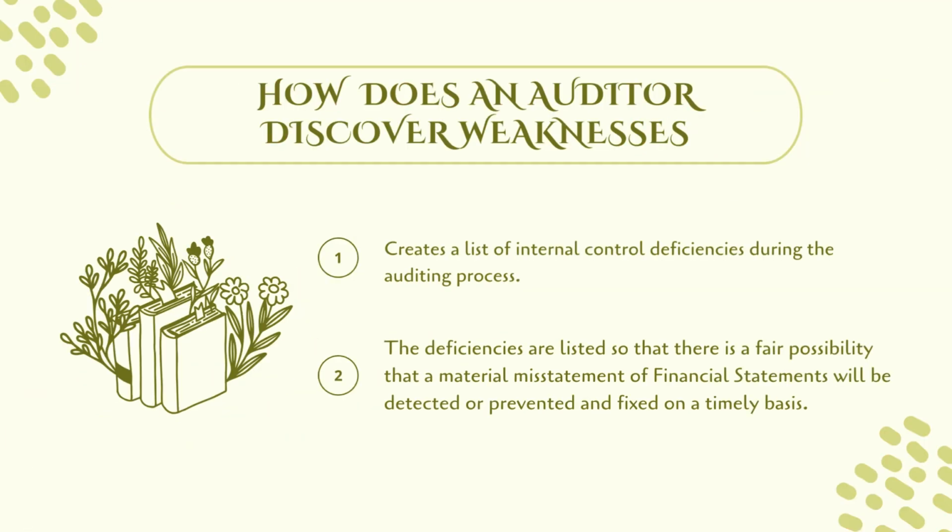So, how does an auditor discover weaknesses? First, they will create a list of internal control deficiencies during the auditing process, and then these deficiencies are listed so that there is a fair possibility that a material misstatement of financial statements will be detected or prevented and fixed on a timely basis. So when you list out all the deficiencies, through that you can find out that the company has deficiencies in this aspect, and when you find out those deficiencies, you can prevent and fix them on a timely basis before they impact the company.